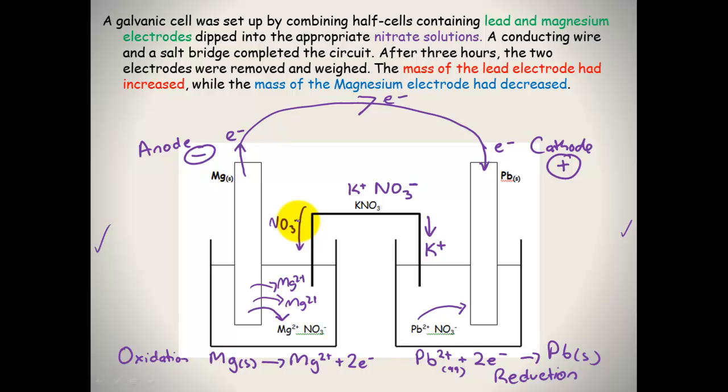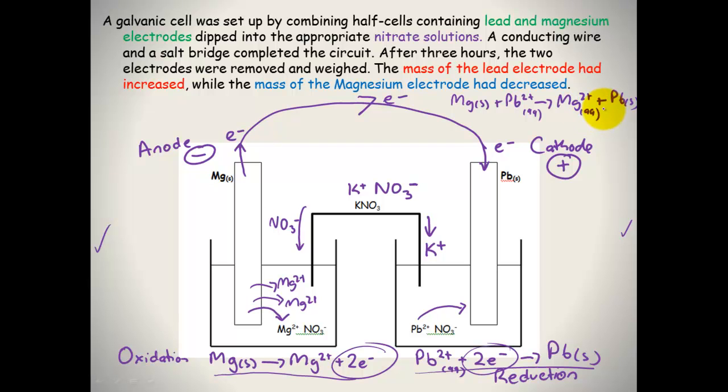Okay, so the last thing then that you need to do is write the overall redox reaction. It's just a matter of adding these two reactions together, ensuring that the number of electrons are equal. They are here, so that's simple. So I'll just write it. I'm running out of room. Mg solid plus Pb2+ aqueous goes to Mg2+ aqueous plus Pb solid. And that's your overall reaction. Nice and easy.